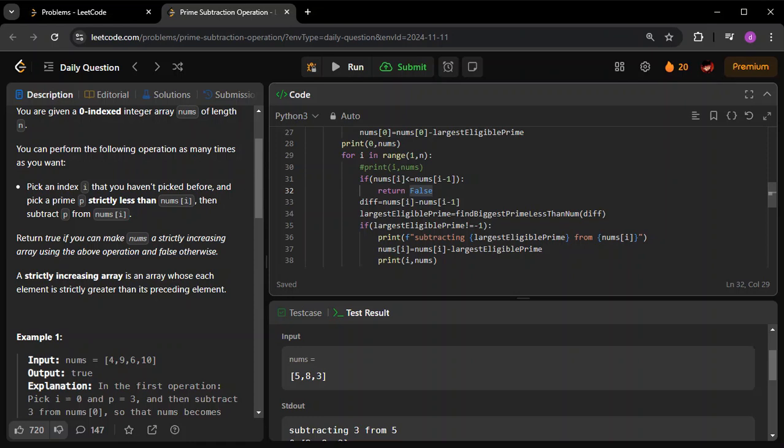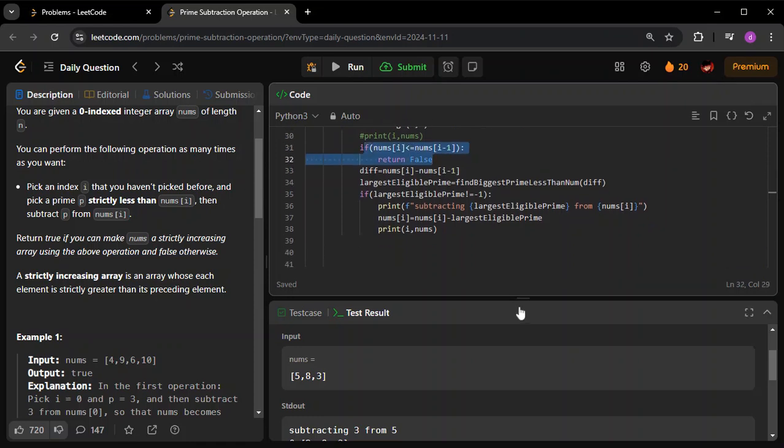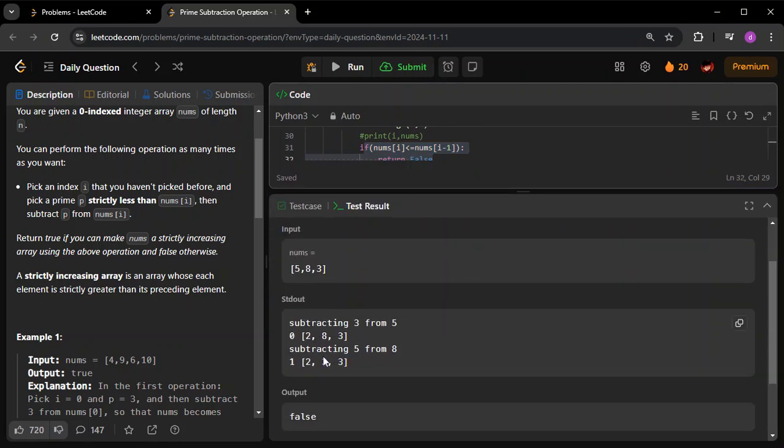This is where it will fail: this condition, if nums[i] is less than or equal to its previous element. That is, the current element is less than or equal to the previous element. I cannot do anything here. So I did everything optimally. I subtracted the biggest prime number from its previous elements. Still I am getting 3 only. I cannot take this below 3. So I cannot do much here. So I have written false here.